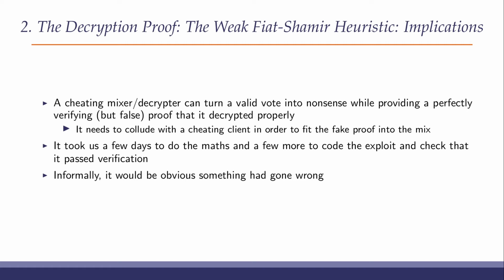So in the previous case, for the commitment and shuffling problem, the cheating transcript would have been completely indistinguishable from an honest transcript. In this case, it would have been obvious that something had gone wrong because our attacker doesn't get complete freedom to choose a different valid vote. They only get to turn a valid vote into nonsense. So informally, it would be obvious that something had gone wrong, but formally, it would have passed verification.